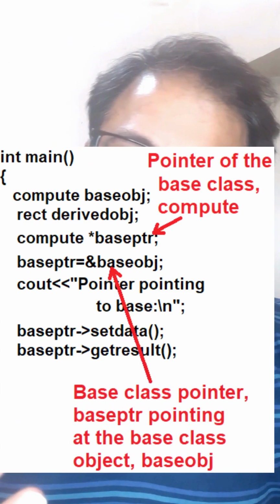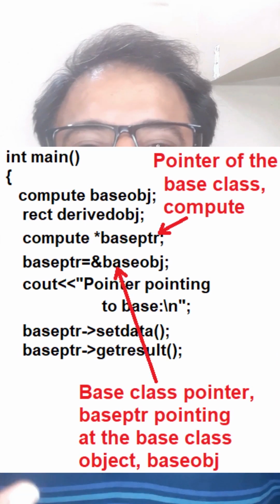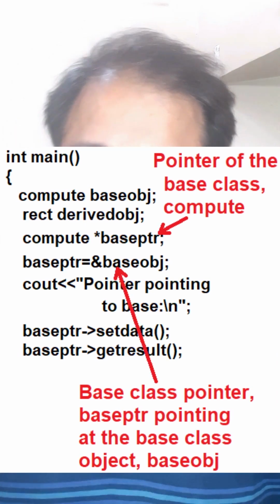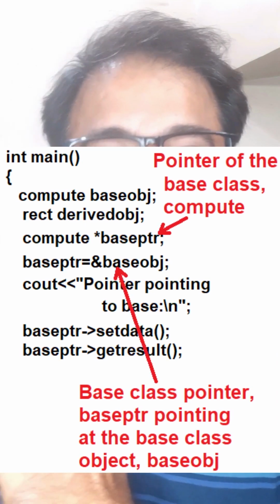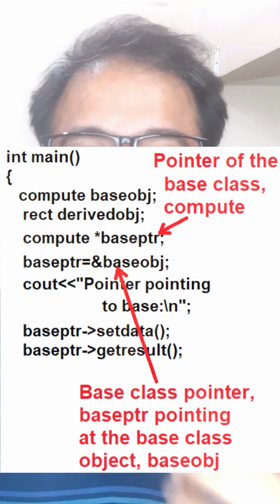Now we define the object of the base class, that is compute, by the name base obj, and the object of the derived class rect by derived obj. Now we define a pointer of the base class compute by the name base ptr.